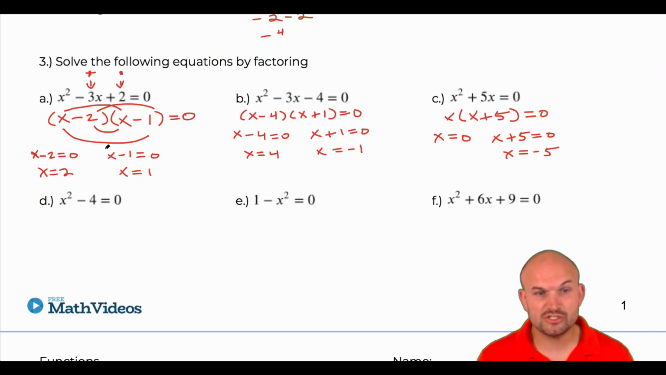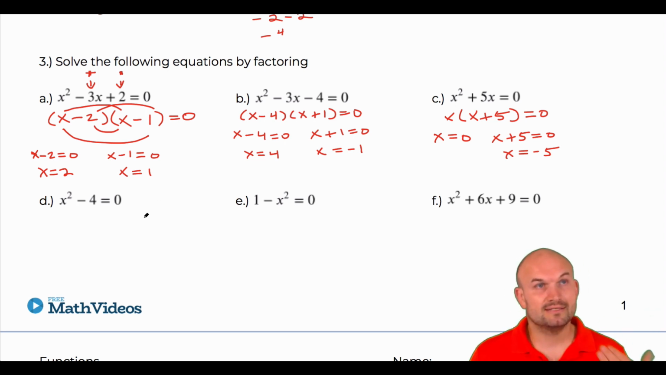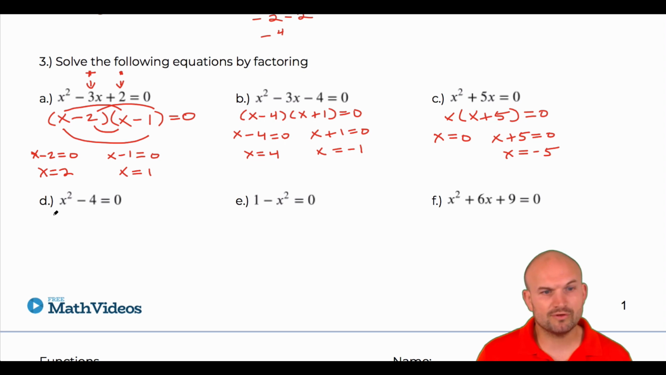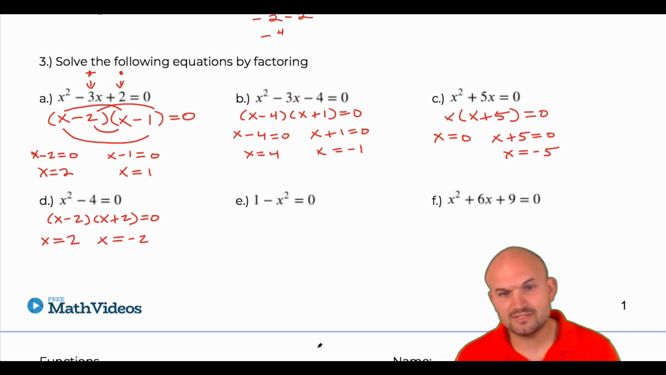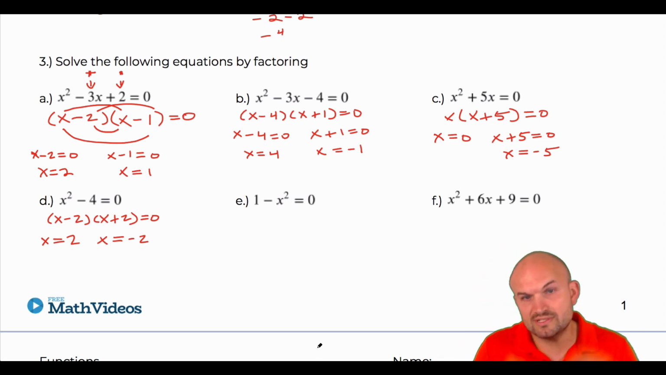The next one, hopefully you recognize that this is a difference of two squares. And doing the difference of two squares, a squared minus b squared equals a minus b times a plus b. So hopefully you recognize this factored form is x minus 2 times x plus 2 equals 0. It's called a special factoring technique. And therefore, if you set these both equal to 0, x equals 2 and x equals -2.